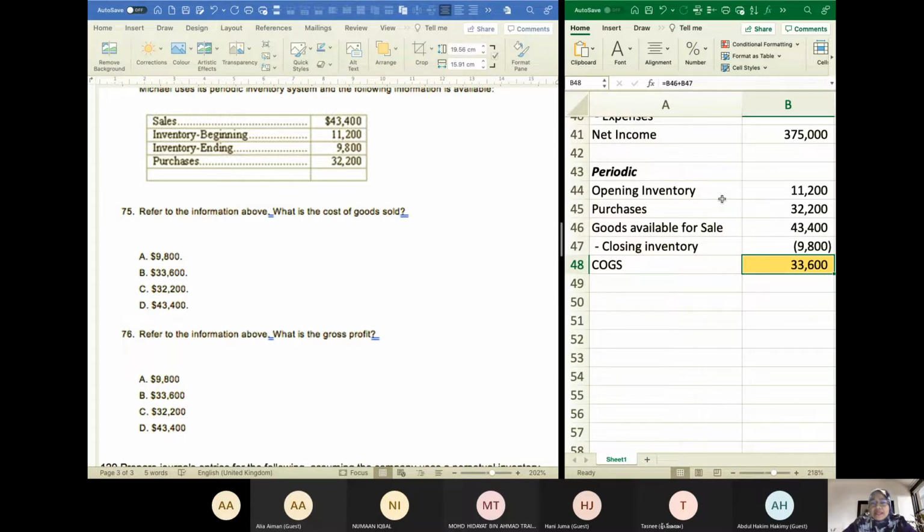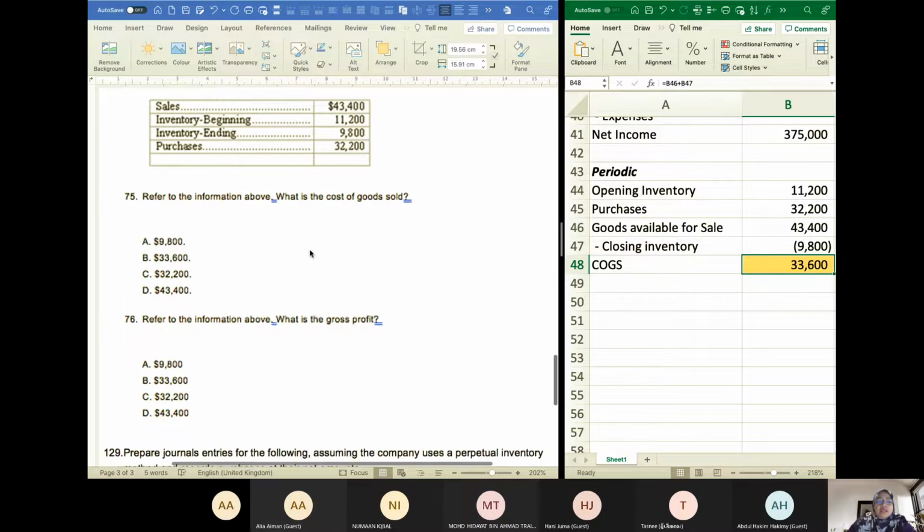Logically, does that make sense? Yes. So remember that periodic is for small companies, so they don't have to monitor their inventory much. But they have to do a stock take so that they know how much is the closing inventory, and then they can compute: my COGS for the year is the difference between goods available and the closing stock.